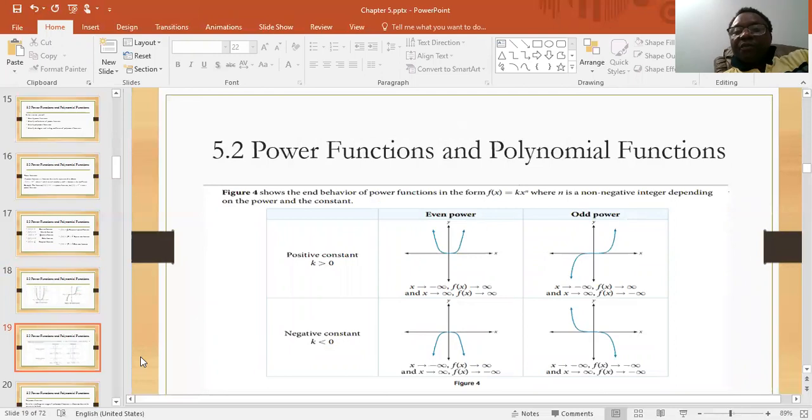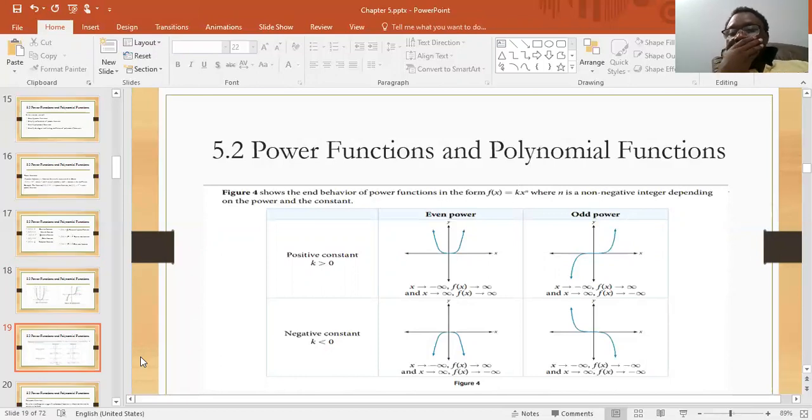So here we have represented some graphs with the limit at infinity. The first one, when the power is even and the coefficient k is positive, is like a parabola upward. The limit at minus infinity equals the limit at infinity, which is infinity. For odd powers, the limit at minus infinity equals minus infinity. The limit at positive infinity equals positive infinity.